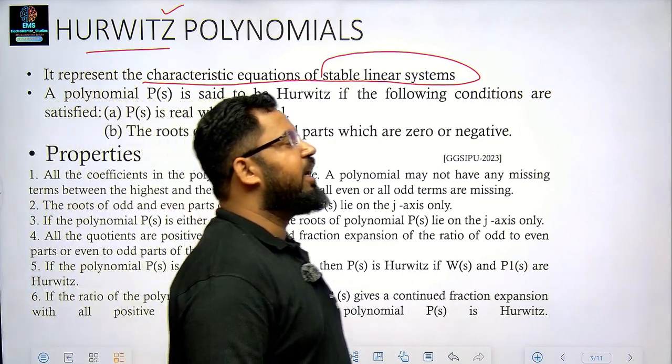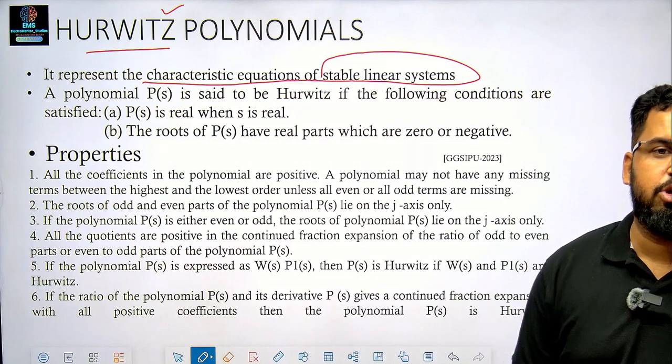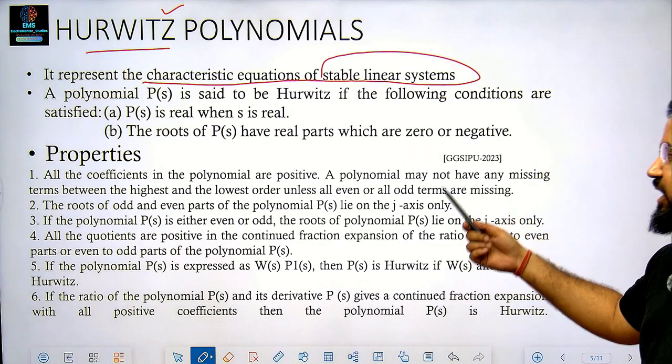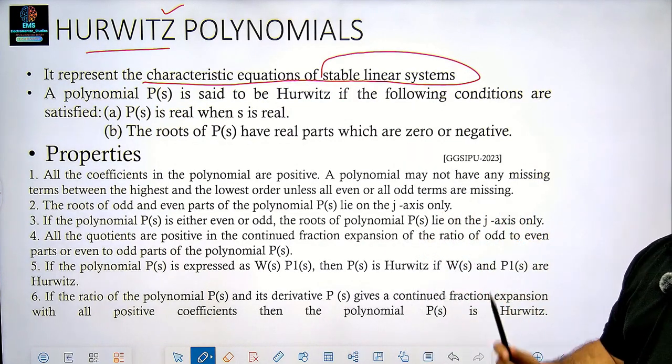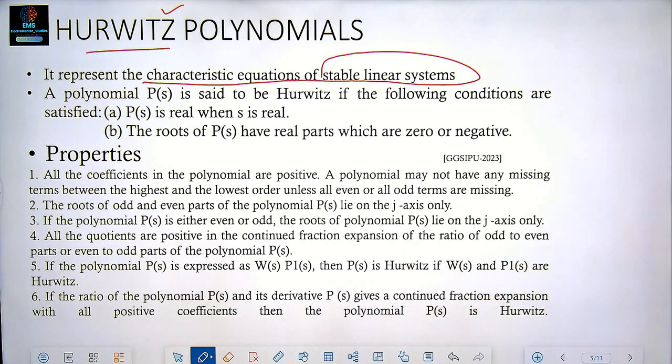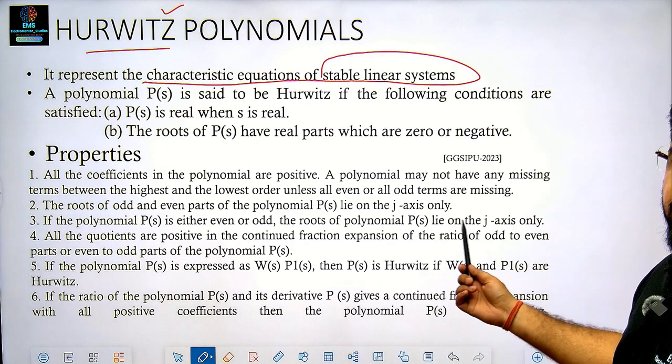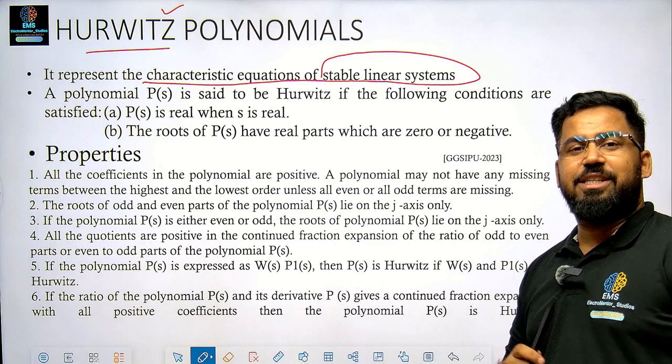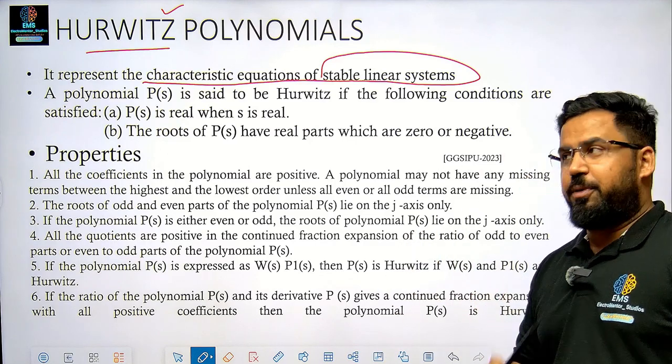There are a few properties of Hurwitz. At times in exams, they are directly asked: write down the properties of Hurwitz. We are not going to read each one out; take a screenshot of these properties, go through them once, and then in the subsequent numericals we'll be discussing almost all the properties.